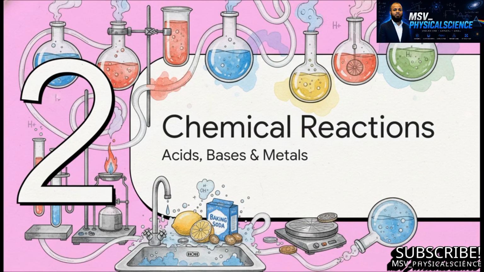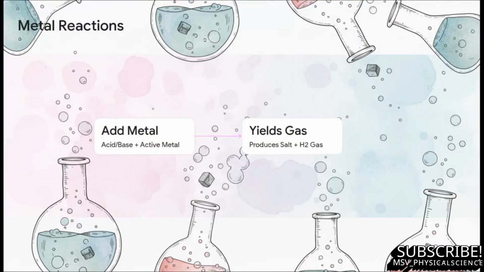Moving right along to Section 2, chemical reactions in action. Notice the absolute consistency of this rule. Whether you're working with an acid or a base, reacting it with an active metal is always going to produce a salt and release hydrogen gas. Just imagine dropping a piece of active metal into an acidic solution. You know those bubbling, fizzing reactions you always picture in a chemistry lab? Well, that is literally the hydrogen gas escaping right before your eyes.